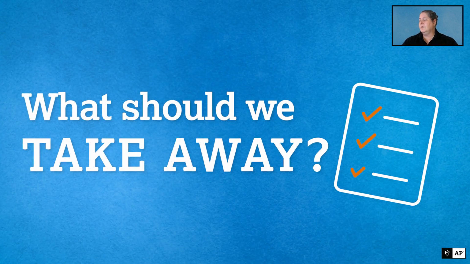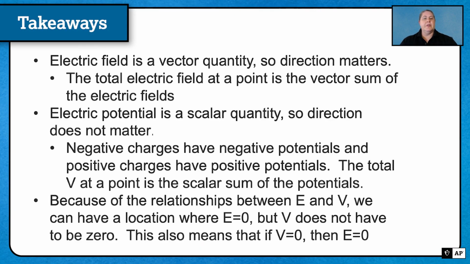So what should we take away from this? Several things. The electric field is a vector, so direction matters, and the total electric field at a point is going to be the vector sum of the electric fields. Whereas electric potential is a scalar quantity, so the direction does not matter. Negative charges have negative potentials, positive charges have positive potentials. The total V at a point is the scalar sum of the potentials. And because of the relationship between E and V, we can have a location where E equals 0, but V does not have to be. But this also means that if V equals 0, then E has to equal 0.